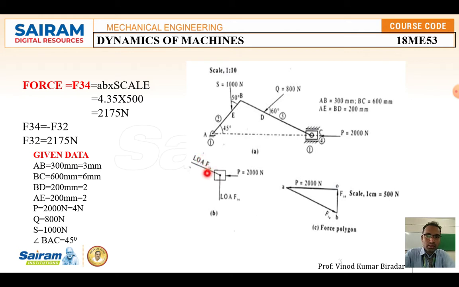F34 means the element 3 is acting on element number 4. Just draw like this. Again, where the fixed point is there, there will be one normal reaction, that is perpendicular to each other. Draw the line here. So this is the free body diagram of this piston.